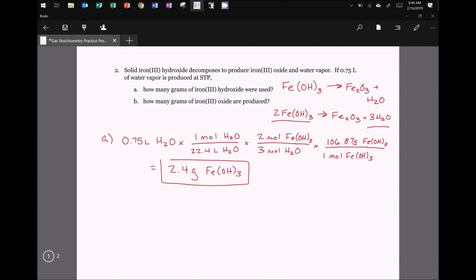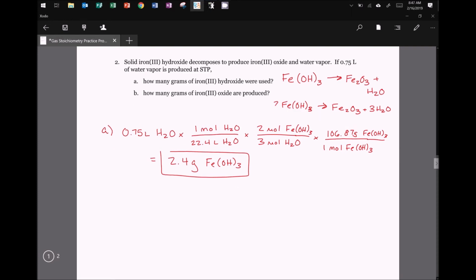Part B, which I was accidentally trying to do earlier, we're going to be comparing the other product. So I'll go ahead and write that out. Again, since we're given 0.75 liters of water vapor, we're going to start with that. So 0.75 liters of H2O. We need to convert that to moles. So for every 22.4 liters of water, we get 1 mole of water.